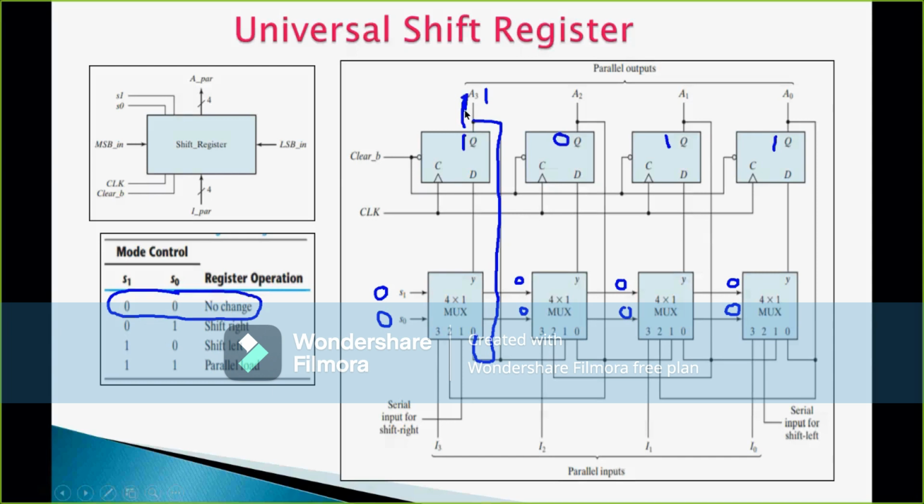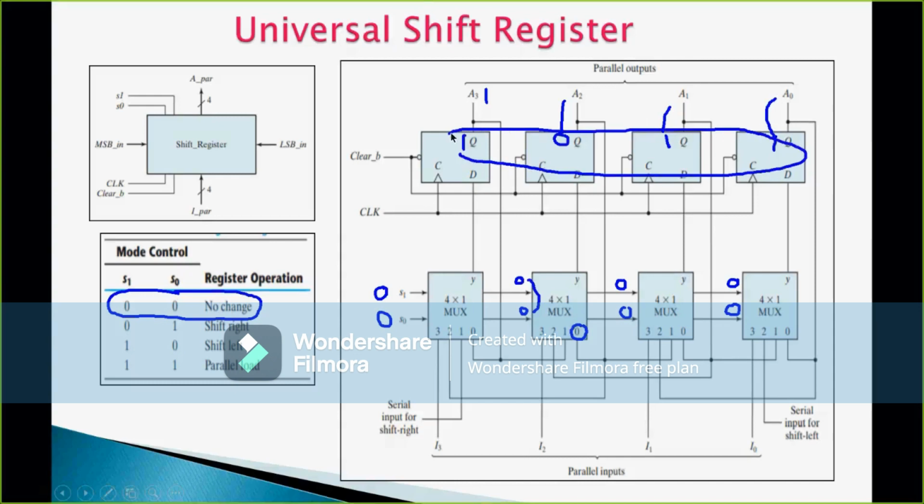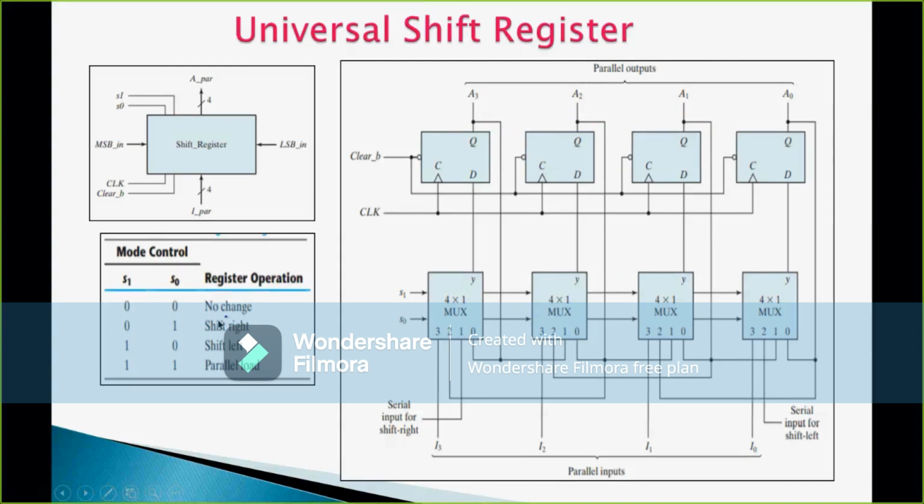Will be directed through the output A3. Like that here, because of the 0, 0, this 0 will be selected and it will route this 0 here. It will route this 1 here. So whatever you had previously in your memory, the same thing will be directed to the output. So that is why we say there is no change in the output.